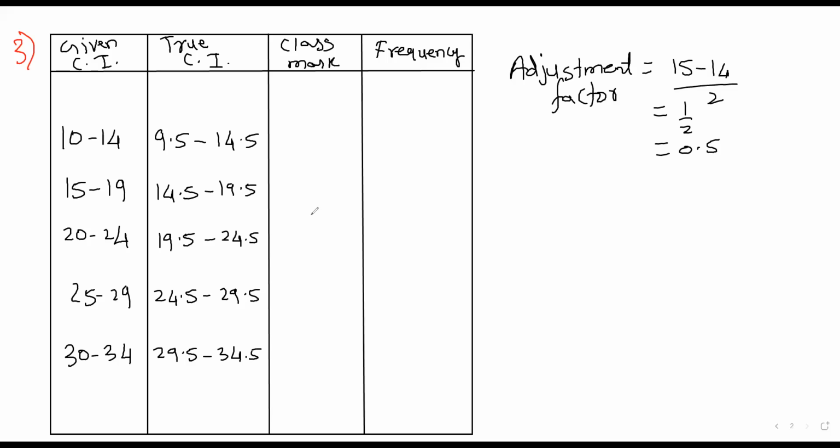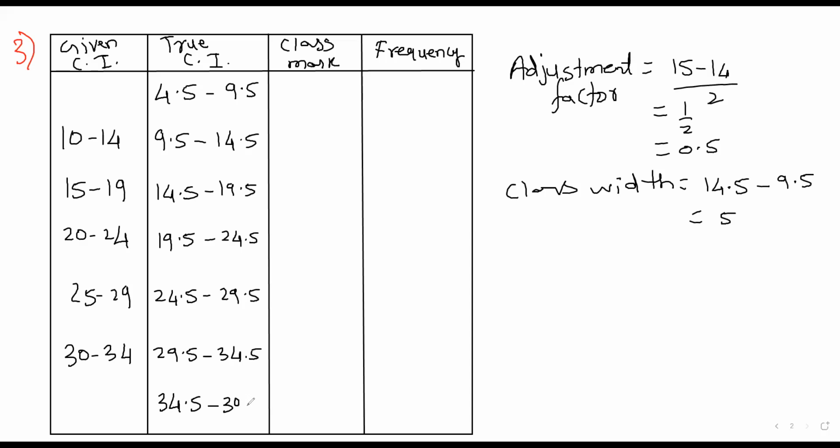Okay. Now we will find the class width. What is the class width? 14.5 minus 9.5, which is 5. Why did we find the class width? Because we have to have the true class here. What is the true class? The true class will be how much? 4.5 to 9.5. And what is the true class here? 34.5 plus 5, that is 39.5.